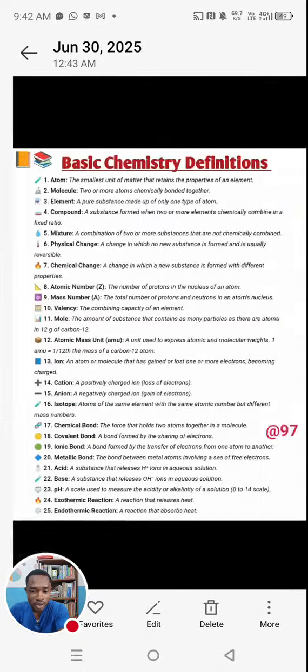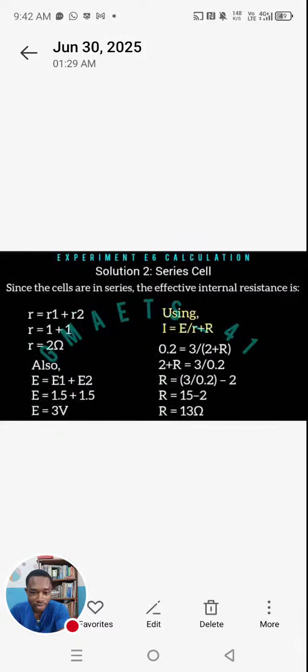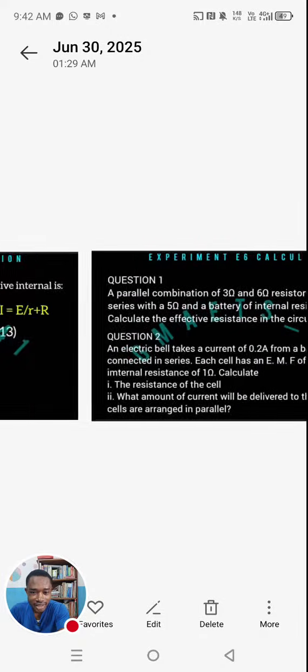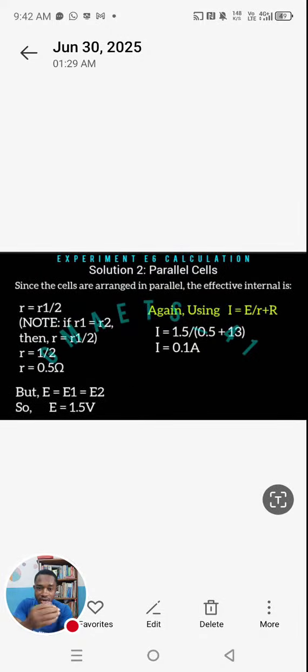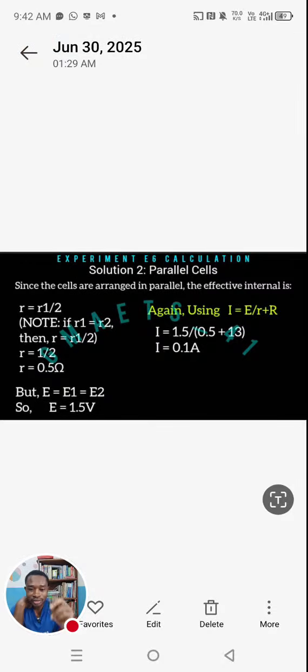Now, let's proceed to the calculation so you see what I am talking about. I've given the analysis. Let us now take a look at the calculation. Since the cells are arranged in parallel, the effective internal resistance is, so you can see, small letter r equal to R1 divided by 2.